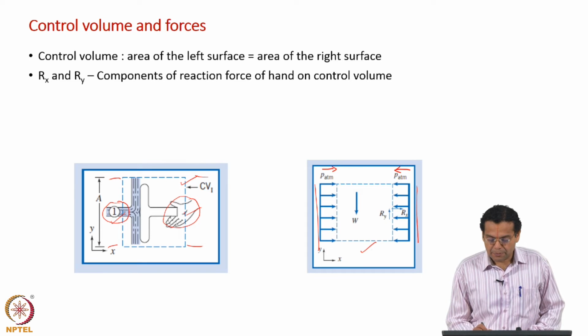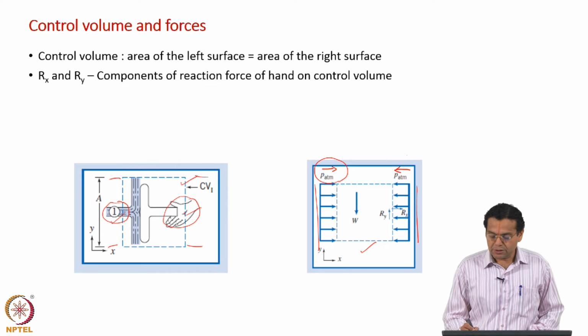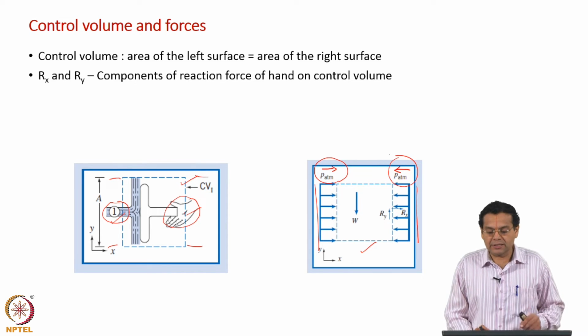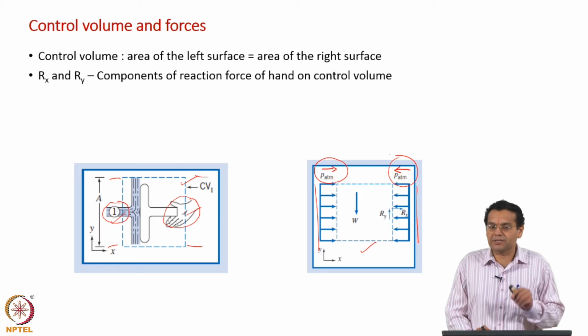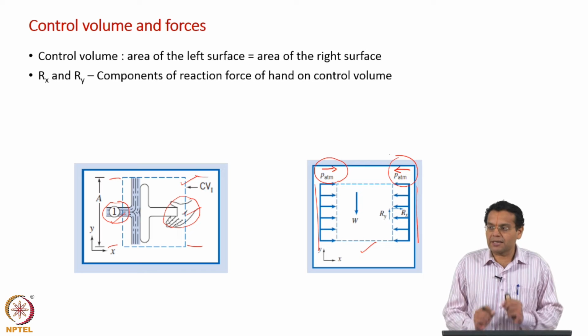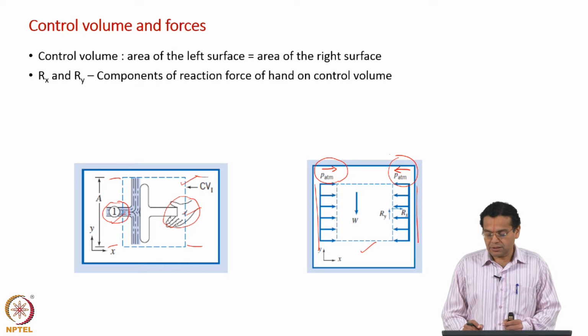The force due to this pressure is P atmosphere into A, and this also is P atmosphere into A, and that is why we said area of left surface is equal to area of right surface. That is the implication of that statement. If you do not do that, the force due to pressure will not cancel each other. The force magnitudes are same, the directions are opposite, they just cancel each other because of atmospheric pressure.